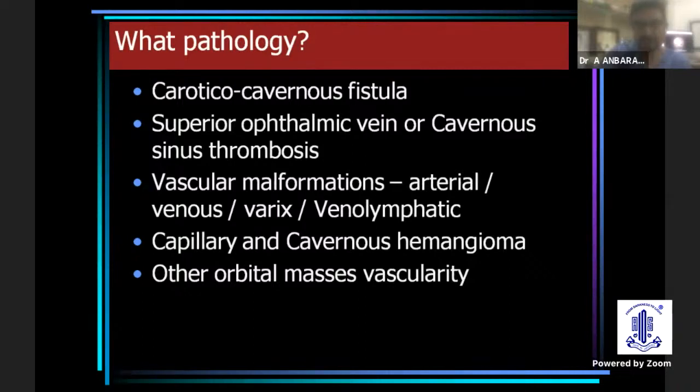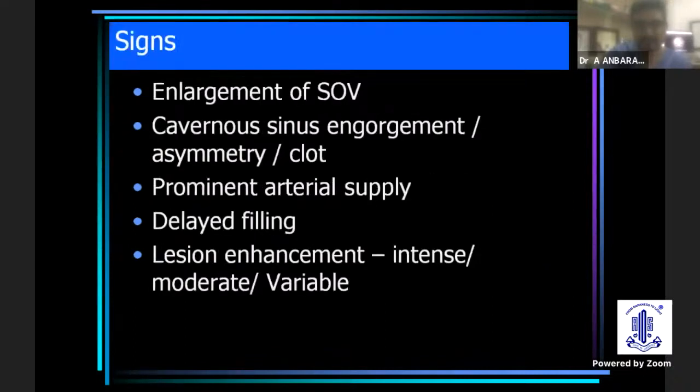And these are the conditions where MRA, DSA, or a CT is useful. Just to show you a couple of signs which are important when you pick up these ones, look for the superior ophthalmic vein, which is connected to the cavernous sinus, and therefore the engorgement or even sometimes thrombosis is very useful. Cavernous sinus engorgement, asymmetry, clot formation, increased arterial supply, increased blood vessels, tortuosity of the vessels, delayed filling, lesion enhancement. Is it an intense or severe enhancement or moderate enhancement or variable enhancement?